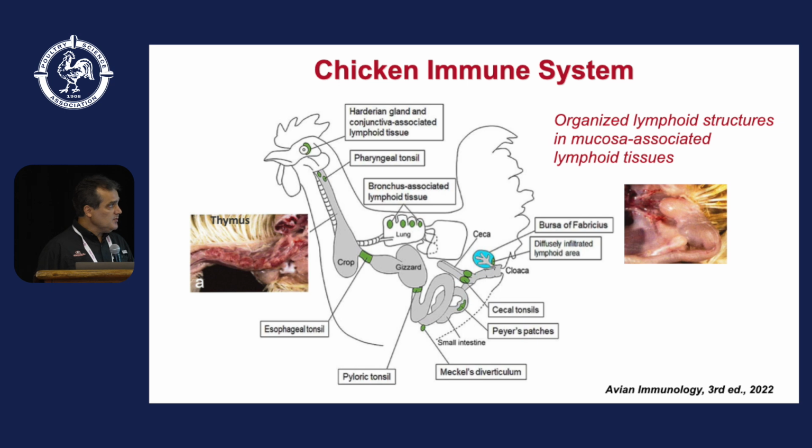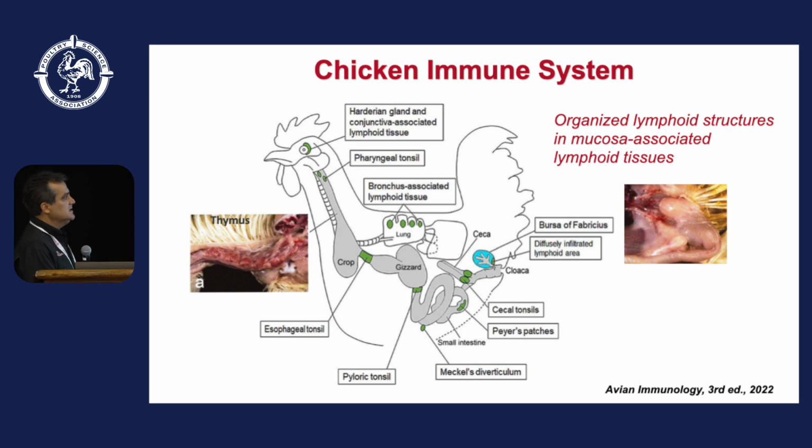We'll start with this schematic of the chicken and different lymphoid aggregates from the avian immunology book. I highlighted the thymus, which is down here. You've got about 7 or 8 lobes on each side, and the bursa. Everybody knows that. These are what we call the primary immune organs. T cell development takes place in the thymus. B cell development takes place in the bursa, and those are the antibody-producing cells.